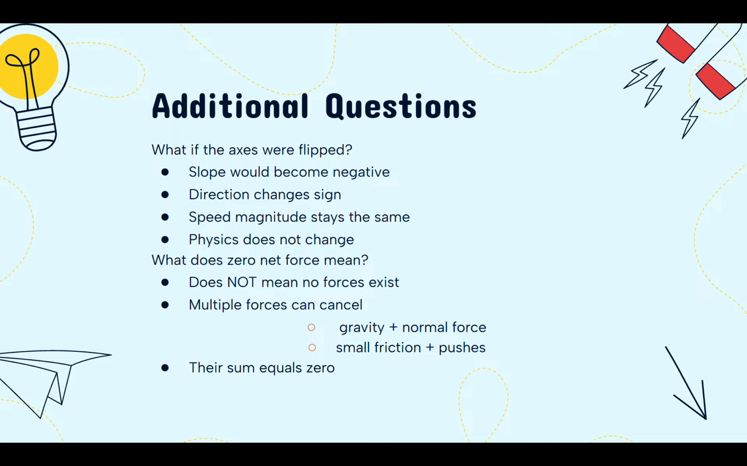What does 0 net force mean? It does not mean that no forces exist. In this case, gravity is still pulling our marker down, but it means that multiple forces can cancel. In this case, the normal force of the table pushing up cancels gravity pulling down, and the small friction is canceled out with pushes from the table. Their sums all equal 0, which means that the acceleration equals 0, which means that there is constant velocity.